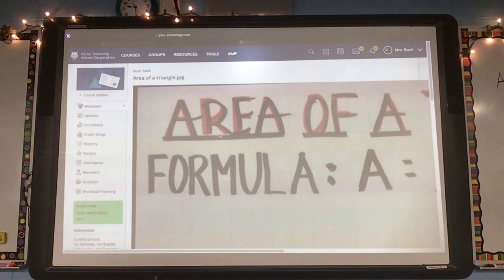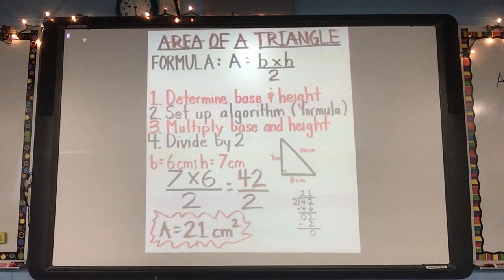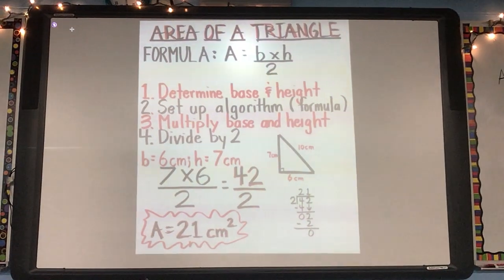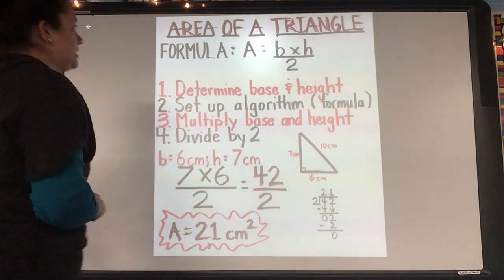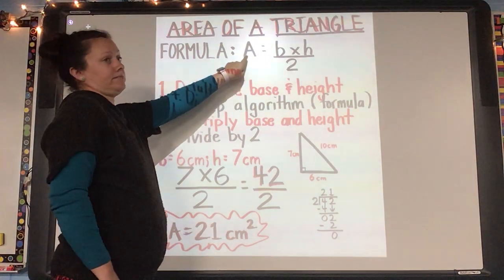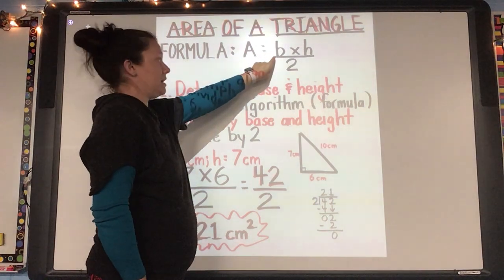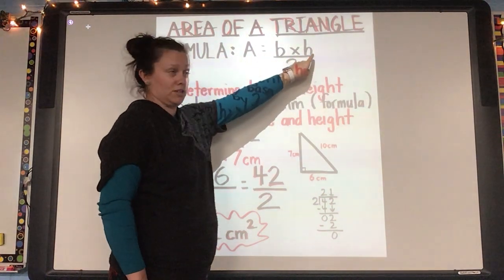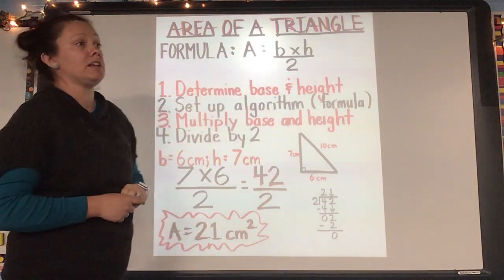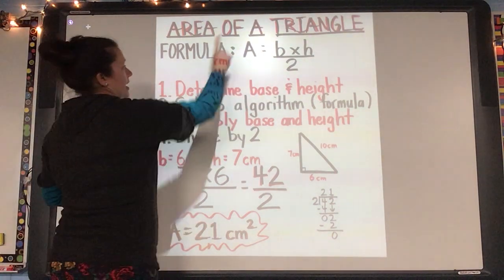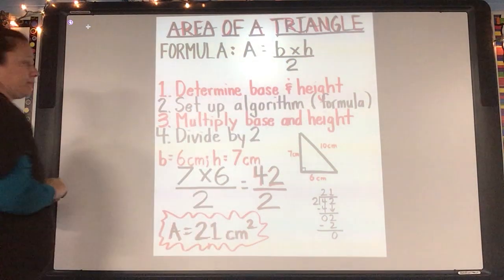All right, area of a triangle. This is a nice sheet. It has our formula, and it also has an example on it. I would say this to Schoology then for your homework. It says the formula is A. A stands for area, B for base, H for height, times H for height, and then divided by 2. Ladies and gentlemen, write in your math notebook now. Area of a triangle equals base times height divided by 2.